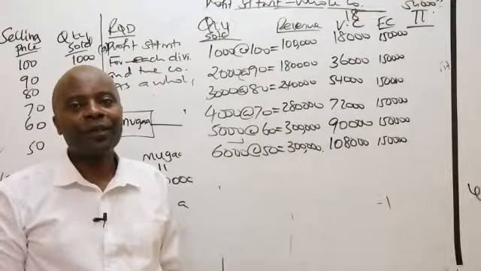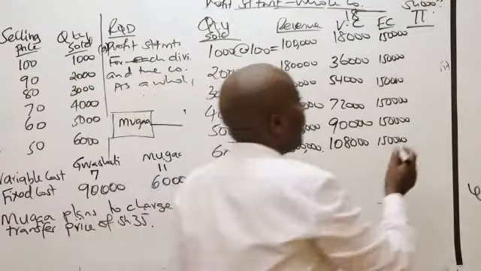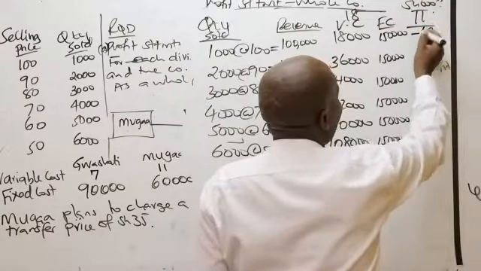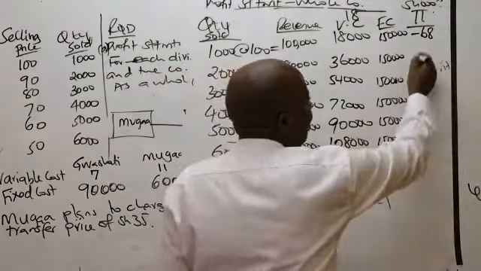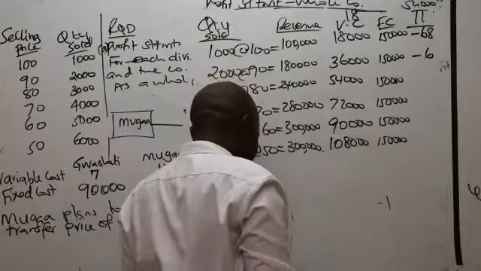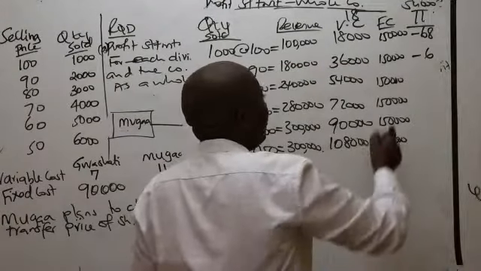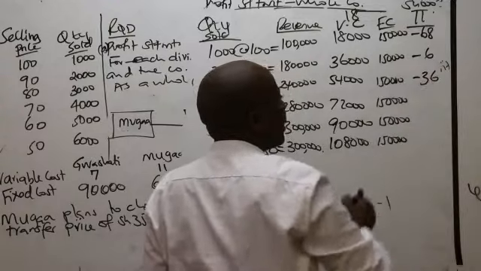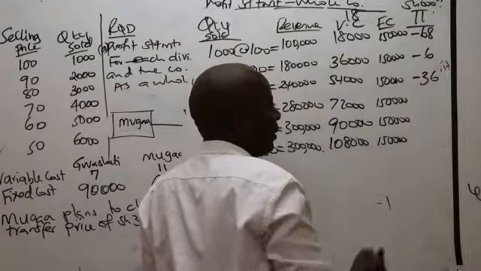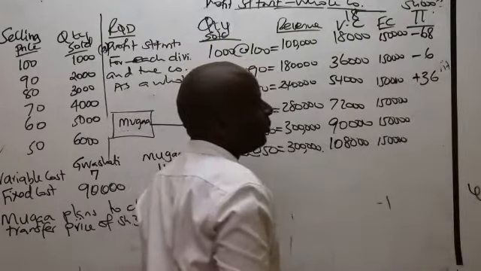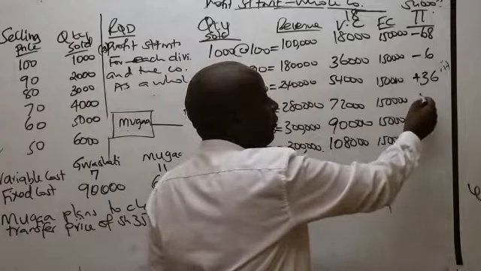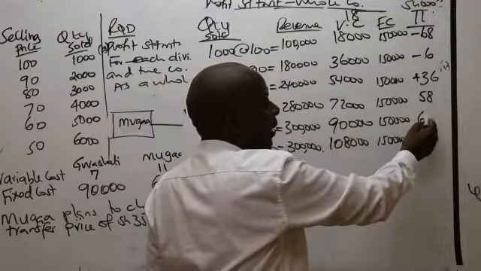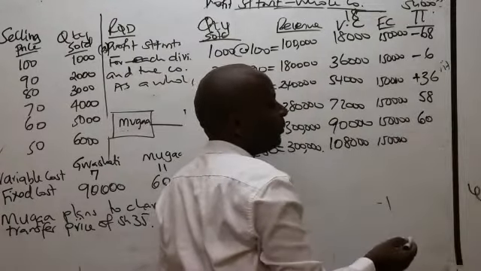I think this is the first one. The first one is negative 68. The second one is negative 6,000. My figures are in thousands, no problem. The third one is negative 36. Positive, yes, positive 36. Then there are 58 and 60, in that order. Then the last one is 42.